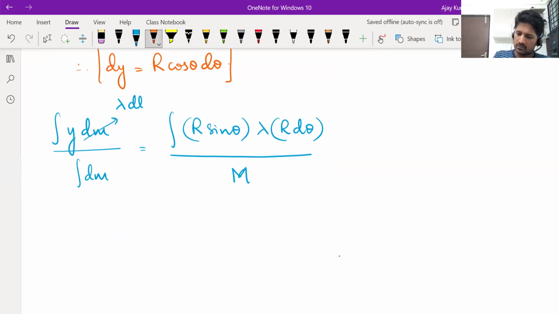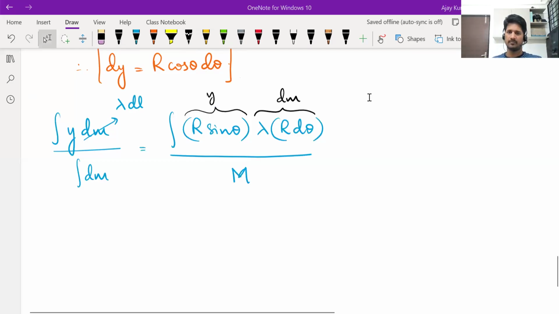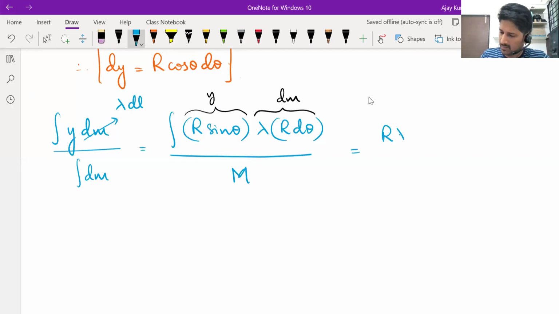Okay, so hope you all understood. This part is y and this part is dm. We were unable to express dm in terms of dy. So what we did is both of them we converted to some other variable. y was expressed in terms of theta, dm was expressed in terms of d theta. Now, the only variable in this complete integral is theta. Other terms are constants. Let's put them outside. R lambda divided by m will be outside. You will be left with integral sine theta d theta.